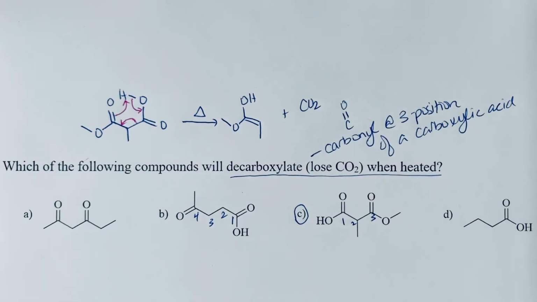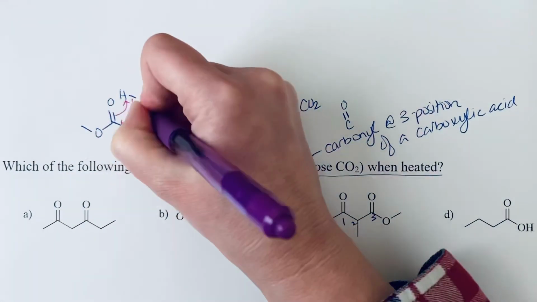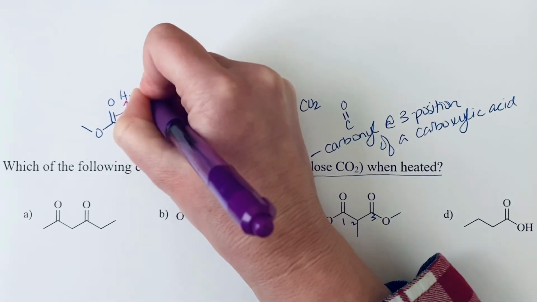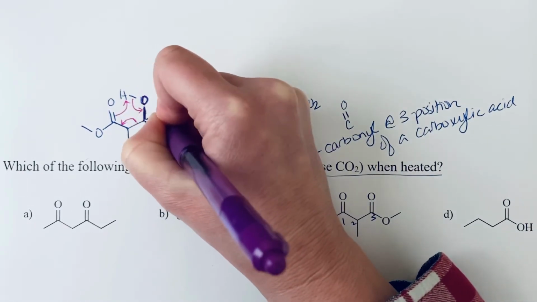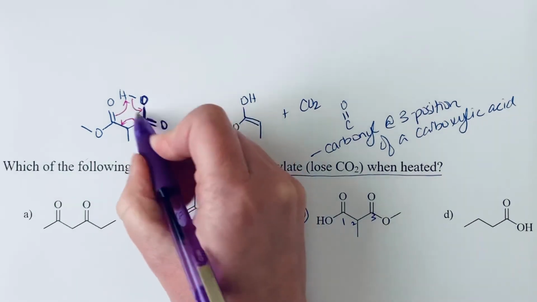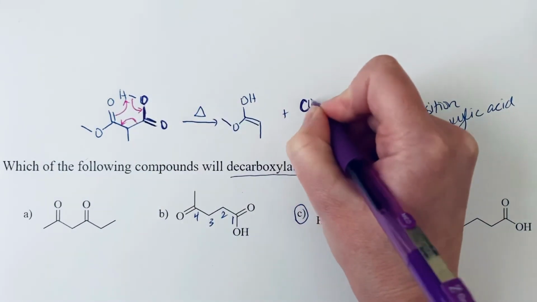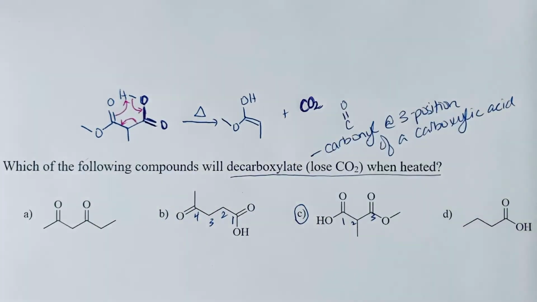And so your CO2, we can highlight this maybe in a different color. I'm not sure if this will show up too well. We'll try. It is these carbon atoms here and that extra lone pair of electrons. So that's where that CO2 is coming from.